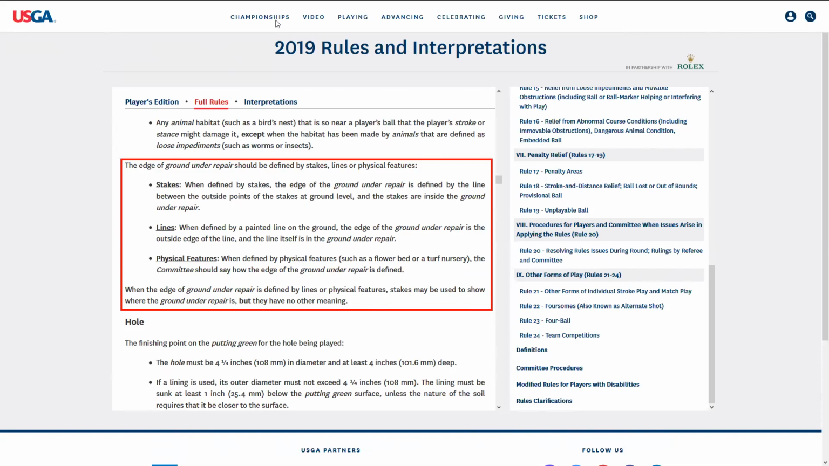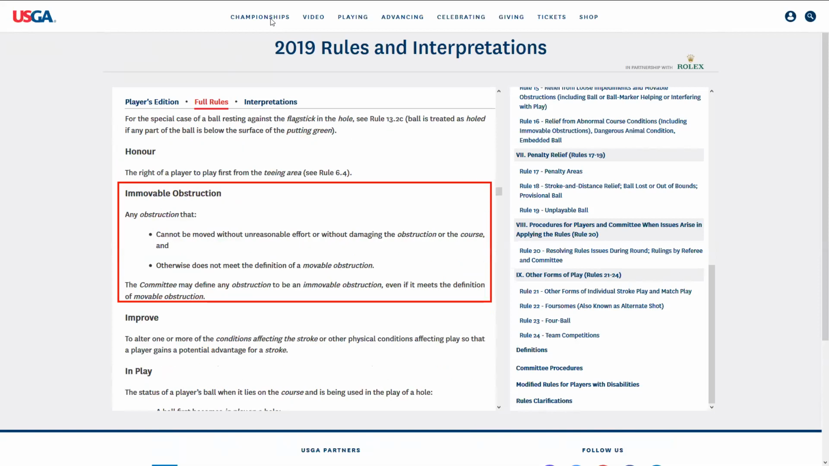Immovable obstruction. Page 207, immovable obstruction, an obstruction that cannot be moved without unreasonable effort or without damaging the obstruction or the course, otherwise does not meet the definition of movable. Now, we've already been through this. If it meets the definition of movable, it's automatically going to be a movable obstruction. It's only when it can't be moved that it's going to fall into the category of immovable.